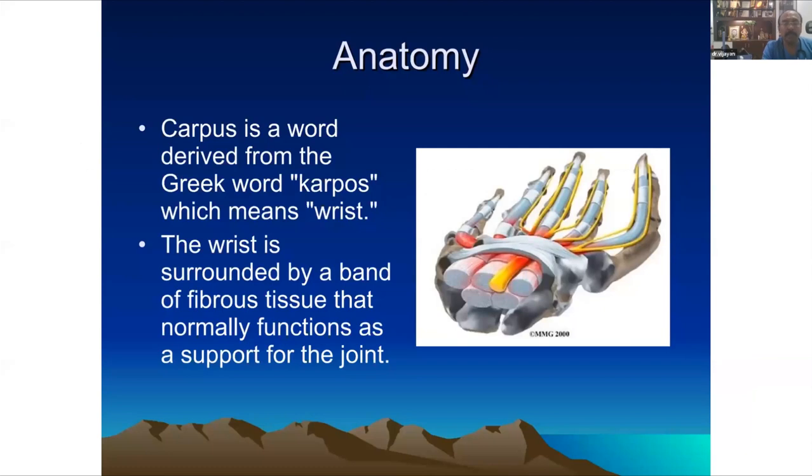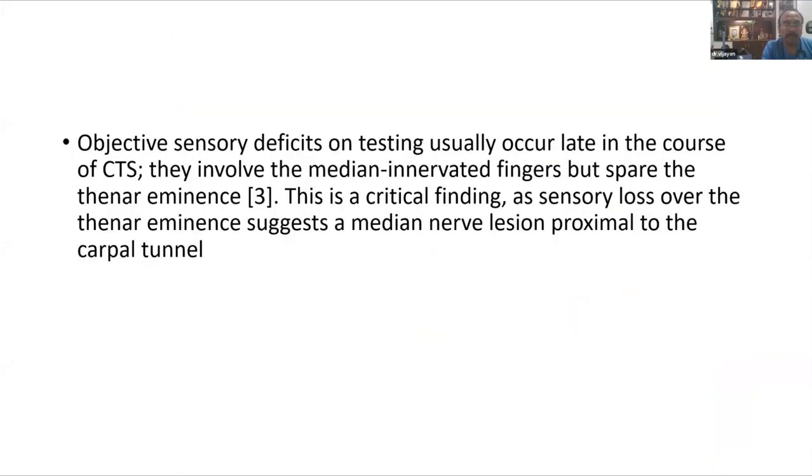As Madam had already put this, a very important point I would highlight in clinical examination of carpal tunnel syndrome is that objective sensory deficits usually occur late in the course of the disease, and they involve the median innervated fingers. That is, they spare the thenar eminence. Why do they spare the thenar eminence? Again, Madam had clearly highlighted that the palmar cutaneous branch of the median nerve usually takes its origin before the median nerve enters the flexor retinaculum. Before it enters the carpal tunnel, the palmar cutaneous nerve branches off.